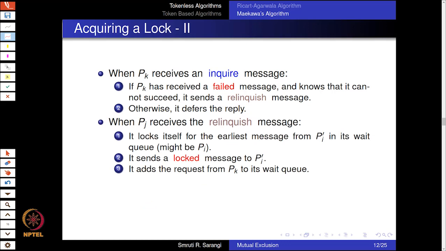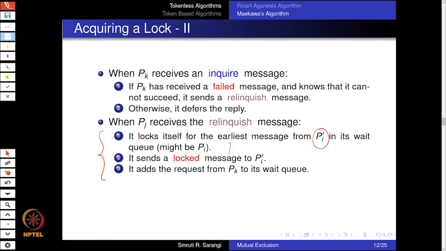Alright, this sounds to be a lot of fun with PI, PJ and PK. Now what else happens? When PJ receives the relinquish message, it realizes that PK does not have a chance of acquiring the lock. Right? So what needs to be done? It locks itself for the earliest message from PI dash in its wait queue.